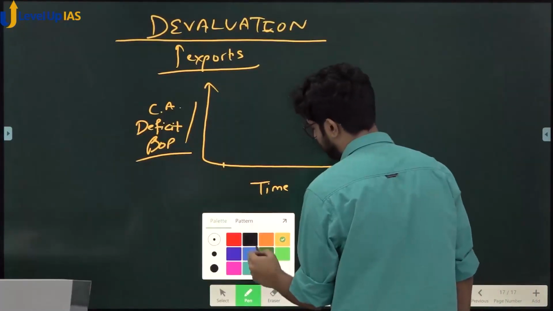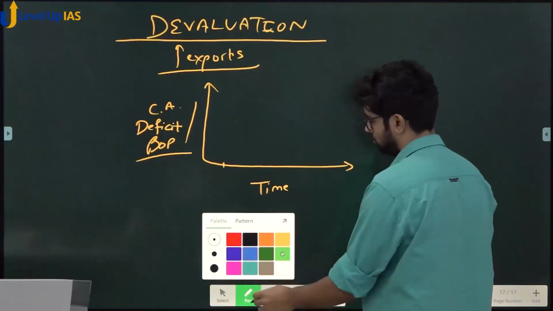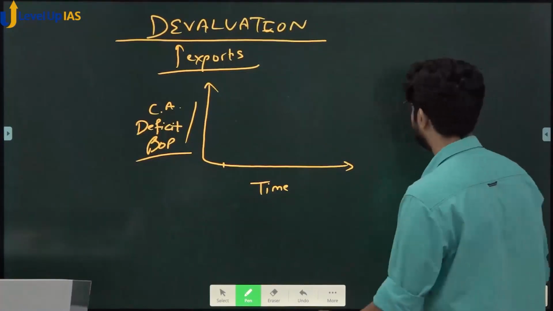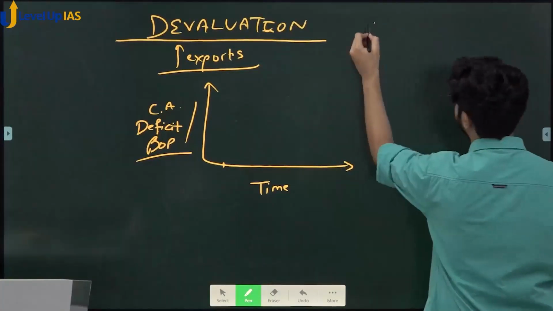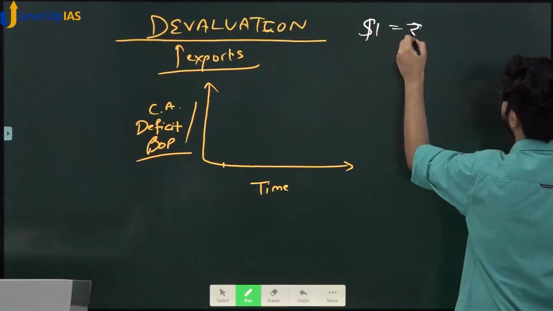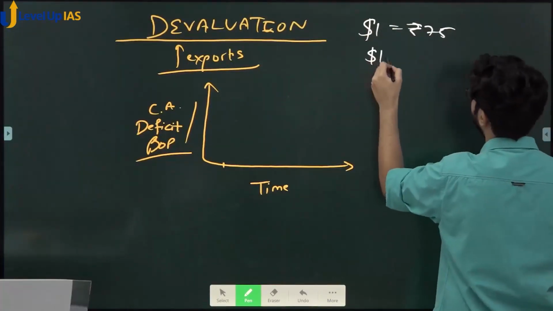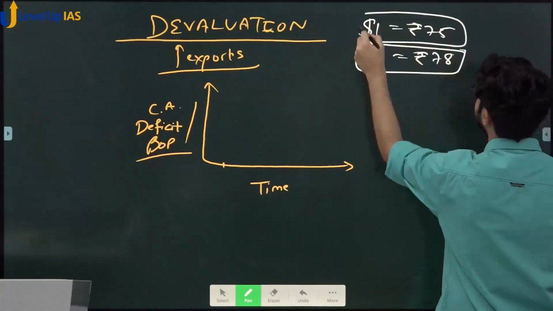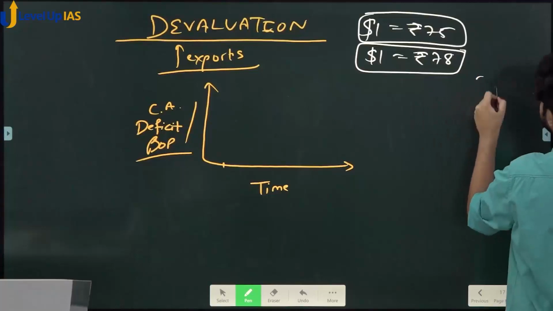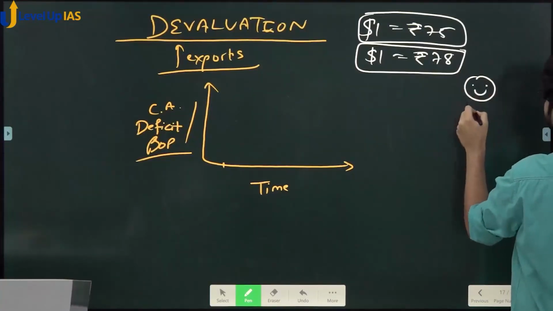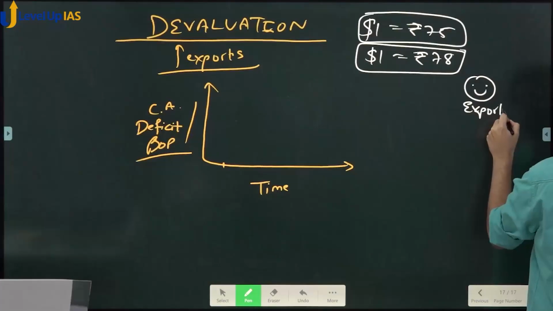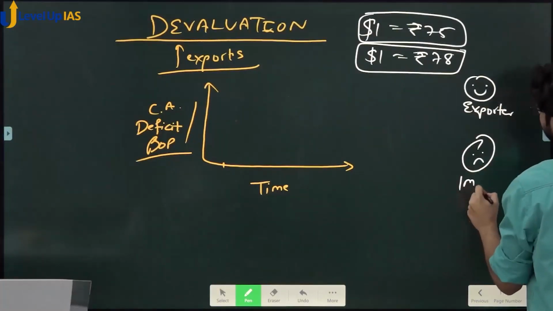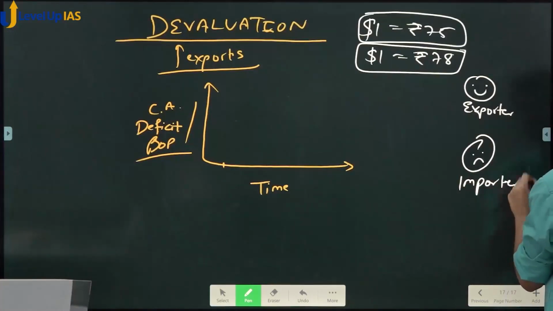When you devalue, what happens? What do you think happens when you devalue? So today, $1 is 75. When you devalue, $1 becomes 78. Who will be happy? Who will be sad? Who will be happy? Exporter. Who will be sad? Importer. Right?